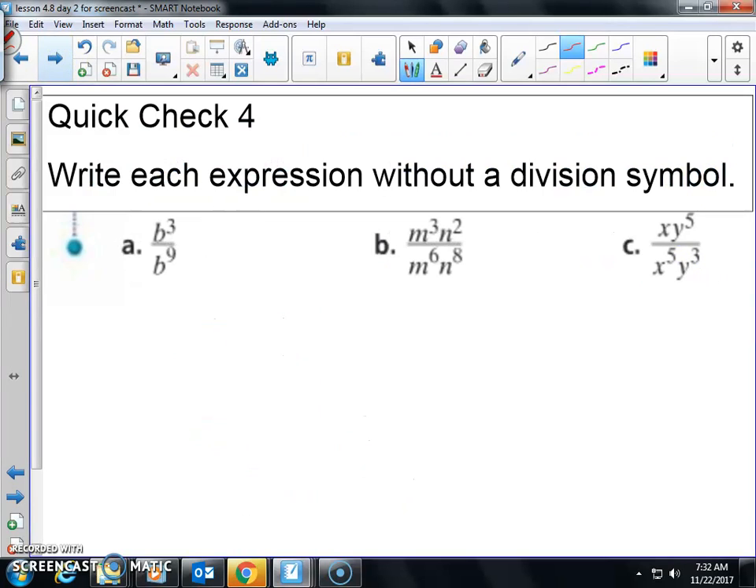Same directions on this one. Write the expression without a division symbol. So no fraction bars, no division symbols in your final answer. Pause the video, come back after you've tried all 3.